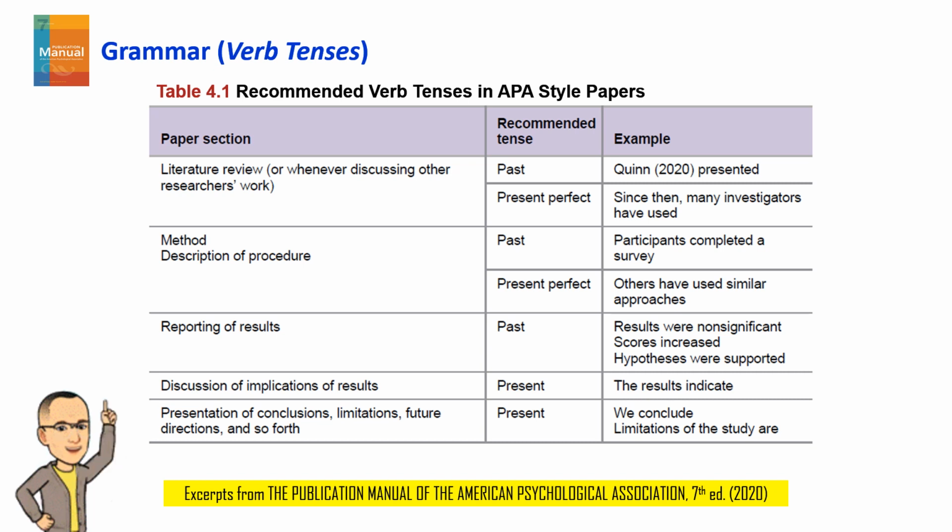In reporting of results, use past tense only. Example: "results were non-significant. Scores increased. Hypotheses were supported." For discussion of implications of results, use present tense. For example, "the results indicate." For presentation of conclusions, limitations, future directions, and so forth, use present tense. The examples provided are "we conclude" and "limitations of the study are."